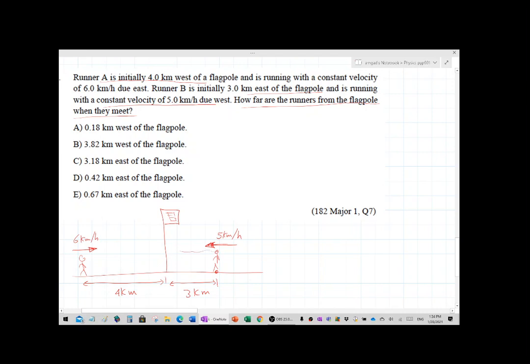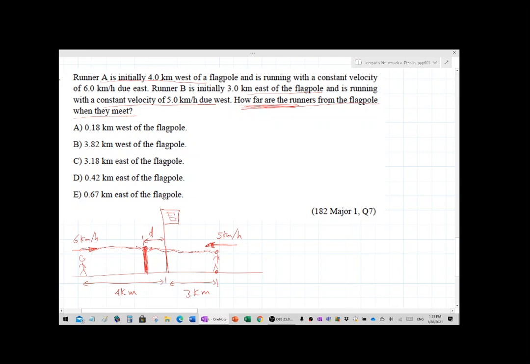Let's assume this one will run, also the other one will run at the same time, so they will meet at a certain point. I don't know where is this point. It might be at the west of the pole, it might be at the east of the pole, it might be the pole itself. I'm not sure. So let me say it's any point. Okay, so this one runs and this one runs until they meet, they will stop. Okay, so how far are the runners from the flagpole? I need to find the distance from the flagpole to the position where they meet.